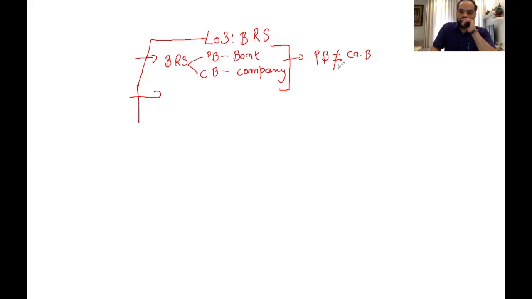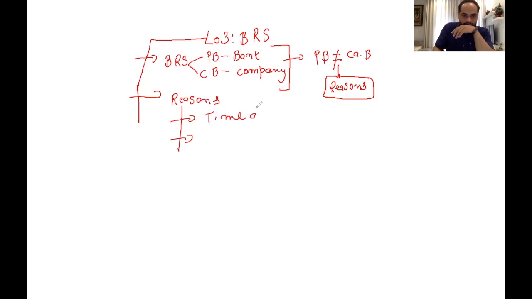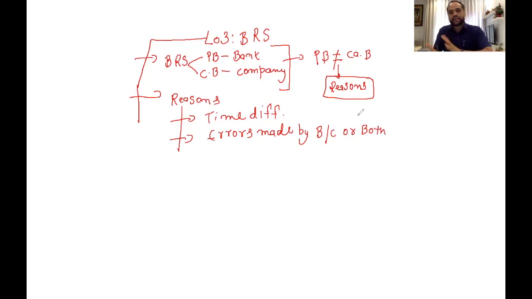Now, what are the reasons that we also discussed in the previous sessions? What are the reasons that create a difference between passbook and the cash book? We have two reasons. One is the time difference, and the second one is the errors made by either the bank or the company or both, both making any kinds of error. That's what we covered in the previous session.